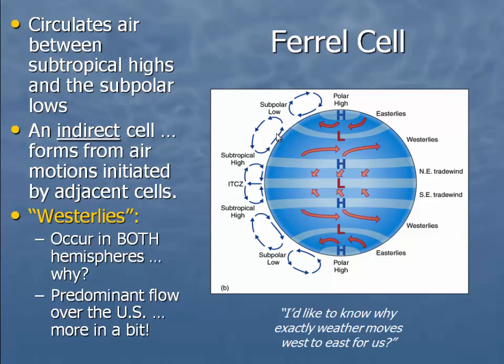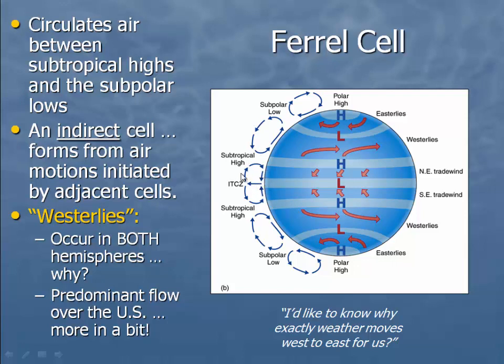The next cell, the cell between 30 north, 60 north, 30 south, 60 south, is the Ferrel cell. This circulates air between the subtropical areas and the subpolar lows, so the jet stream at 60 north and 60 south. The Ferrel cell is an indirect circulation caused by the motion of the adjacent cells. So you can imagine, if you ever played with gears or Connex sets as a little kid, if you have a gear that's rotating this way and a gear that's rotating this way, the gear in the middle has to rotate the opposite, right?